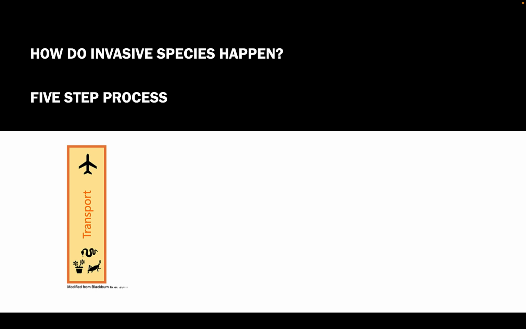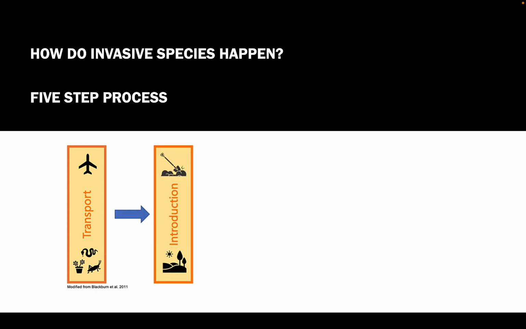So how does a species become invasive, though, is the next thing we want to think about. It's part of a 5-step process. First, the organism has to be transported, or transport itself in a few cases, to the new habitat, the new ecosystem. Once it's there, the introduction occurs.